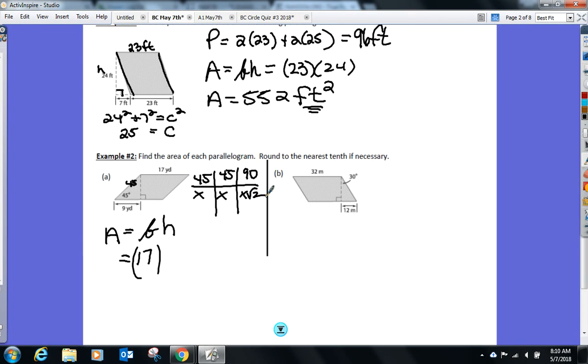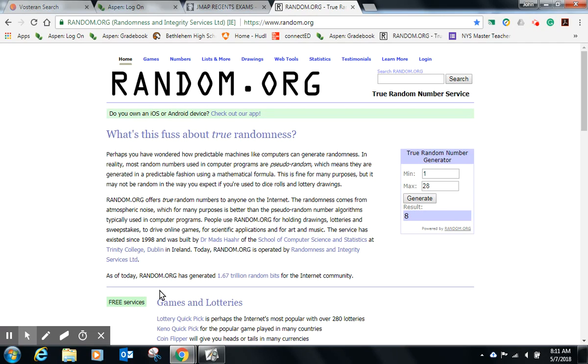What side do you know, Evan, in that 45-45? What side length is given in that 45-45, and what angle is it across from so I can put it in my chart? Okay, so I'm going to put a 9 in one of the 45 columns. What goes in the rest of my chart now?